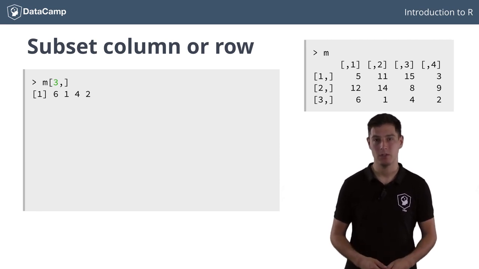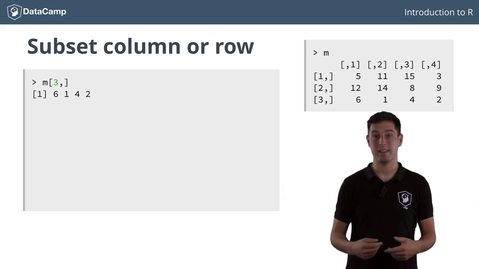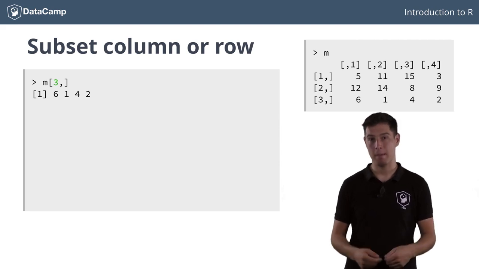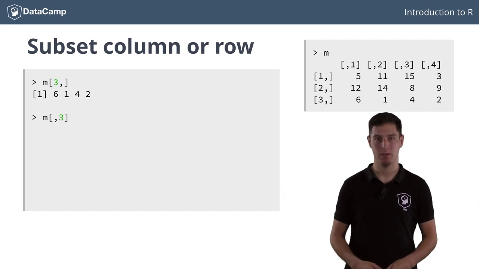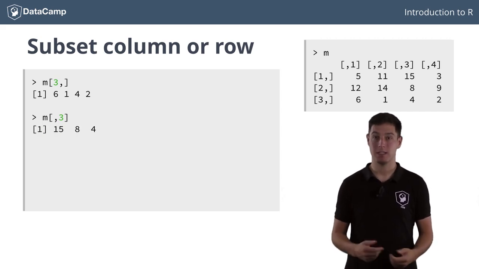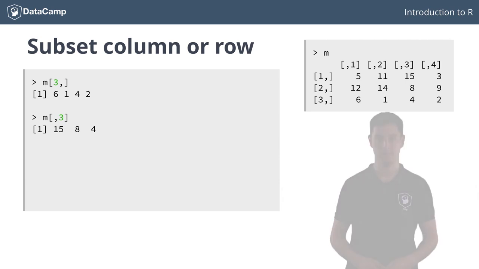To select columns, you can work similarly, but this time the index that comes before the comma should be removed. To select the entire third column, you should write m, open brackets, comma, 3, close brackets. Again, a vector results, this time of length 3, corresponding to the third column of m.